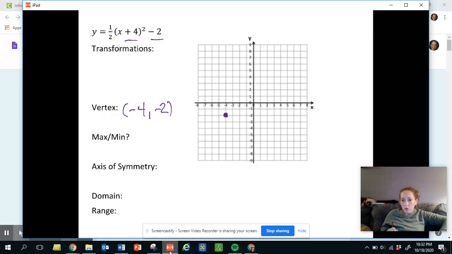And then, like I said, you can use GeoGebra or whatever to look at the graph if you're still kind of unsure. But since we've got a 1/2 in front, that means it's going to be wider. So it's going to be like a wider view. That is called a compression, where it's made wider. And I know that since my vertex started at 0, it went down 2 and left 4.